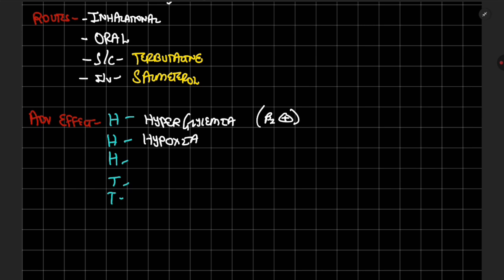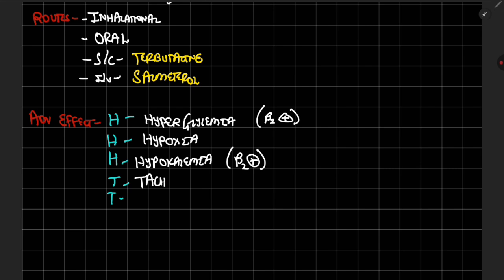Okay, then we have hypokalemia, a decrease in the potassium level. Why? Because beta 2 is stimulated, and beta 2 causes more intake, or more movement, of potassium in the muscles. Okay, TT, what is TT?